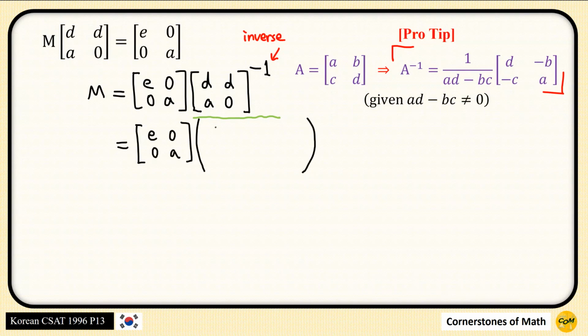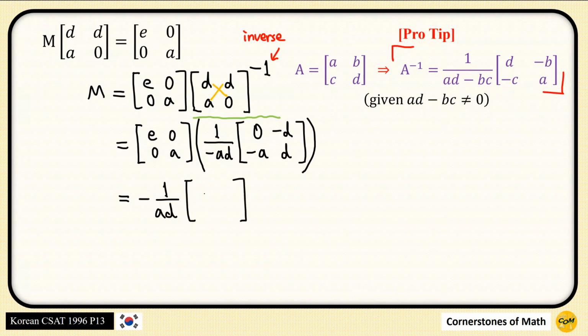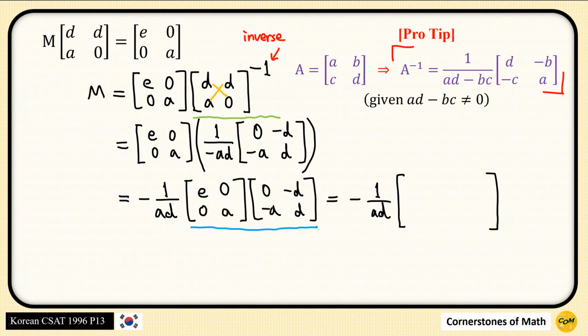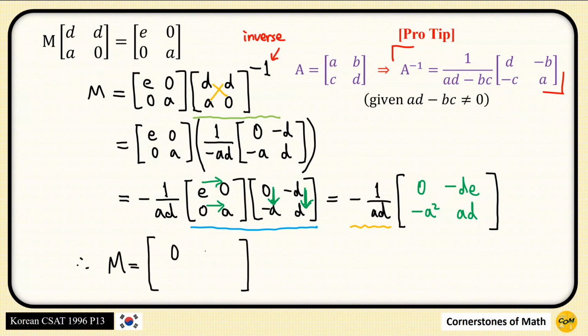So the inverse of this matrix is 1 over (0 minus d times a), so minus ad, times the matrix where the diagonals become 0 and d, and the off-diagonal entries are minus d and minus a. Here, we can take this real number, minus 1 over ad, to the front and write minus 1 over ad times [e, 0; 0, a] times [0, -d; -a, d]. Here, let us do the matrix multiplication first. If you do the calculation, you will obtain [0, -de; -a squared, ad]. So if we multiply by minus 1 over ad, we have matrix M equals [0, e over a; d over minus 1]. So this is the matrix M of the linear transformation given in the problem.